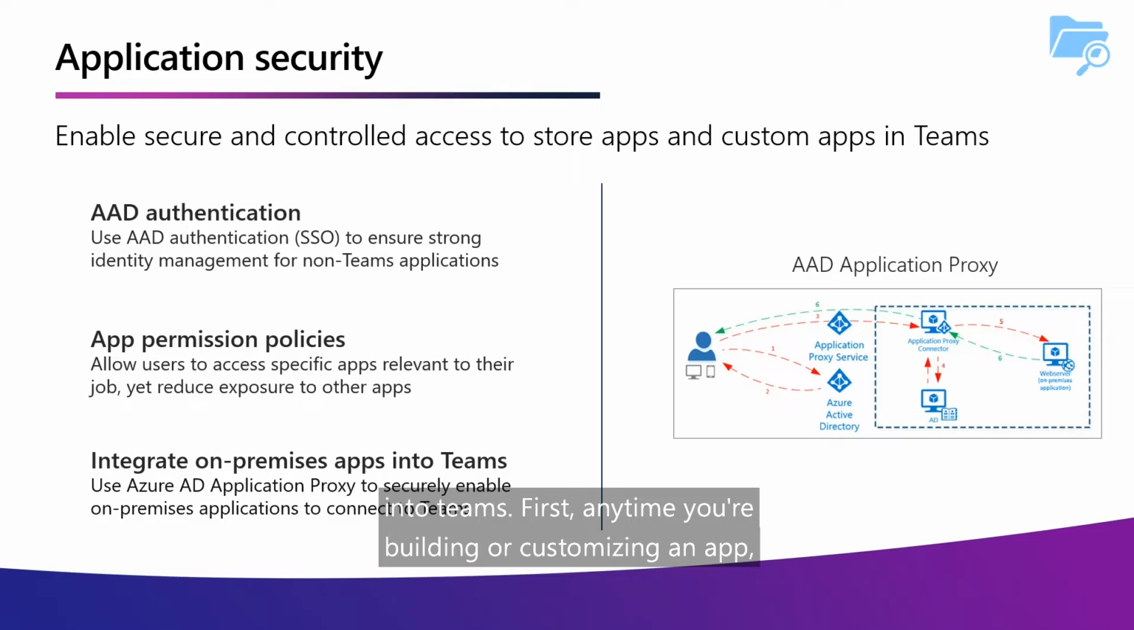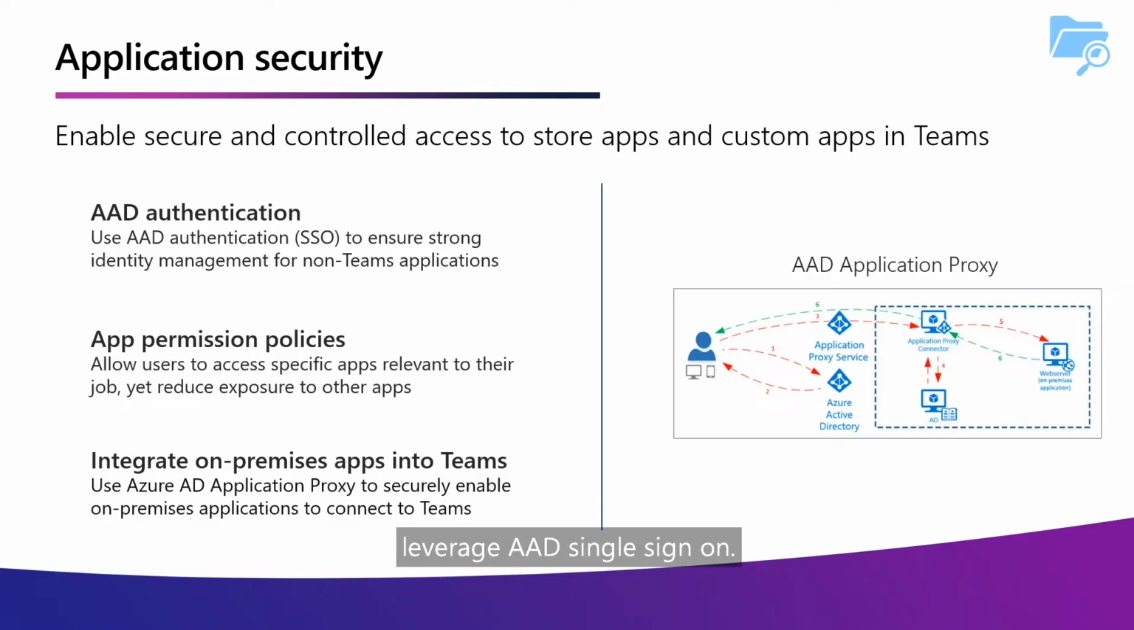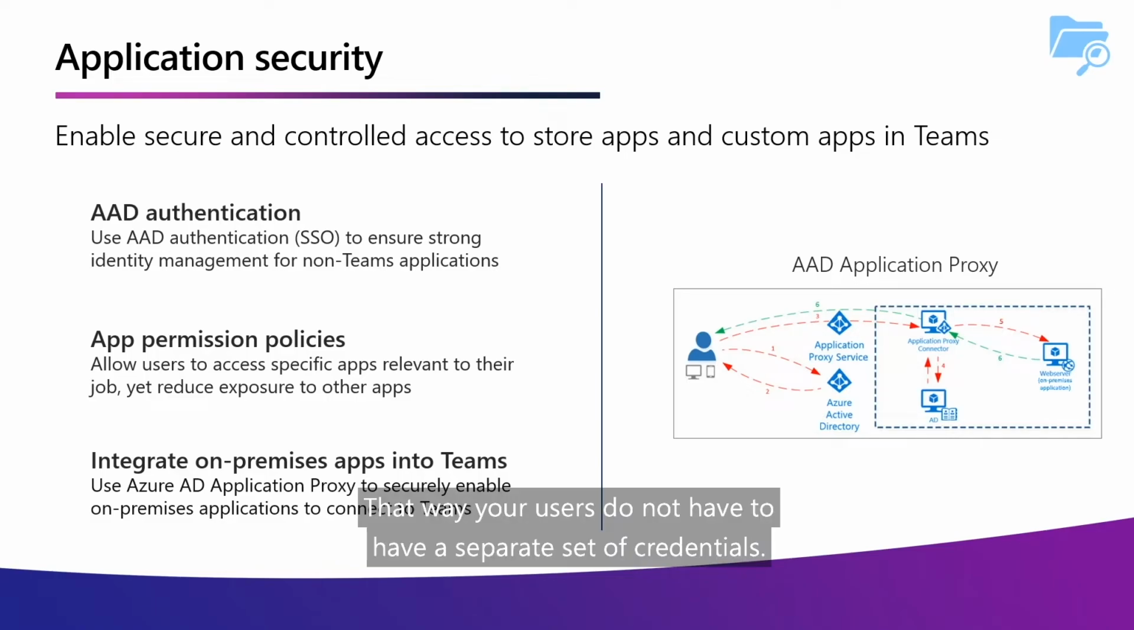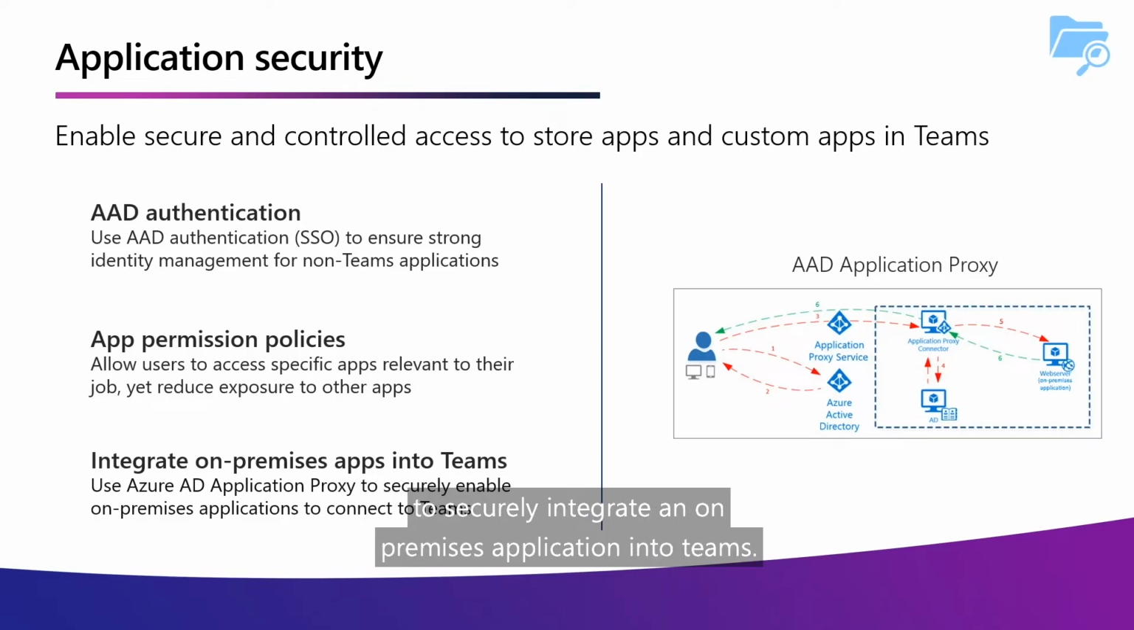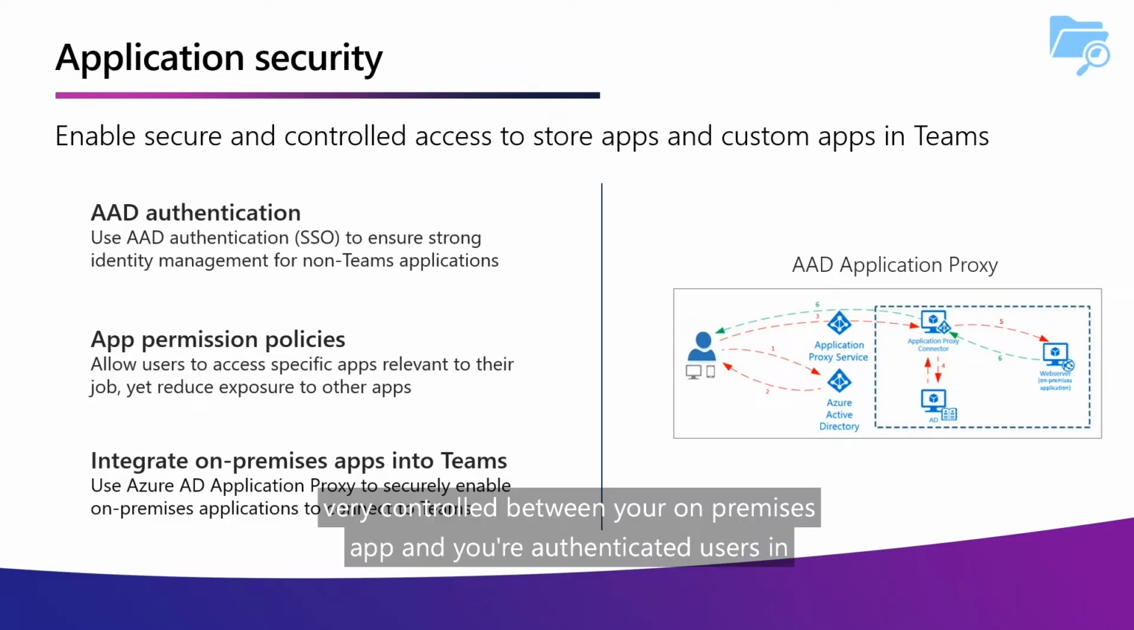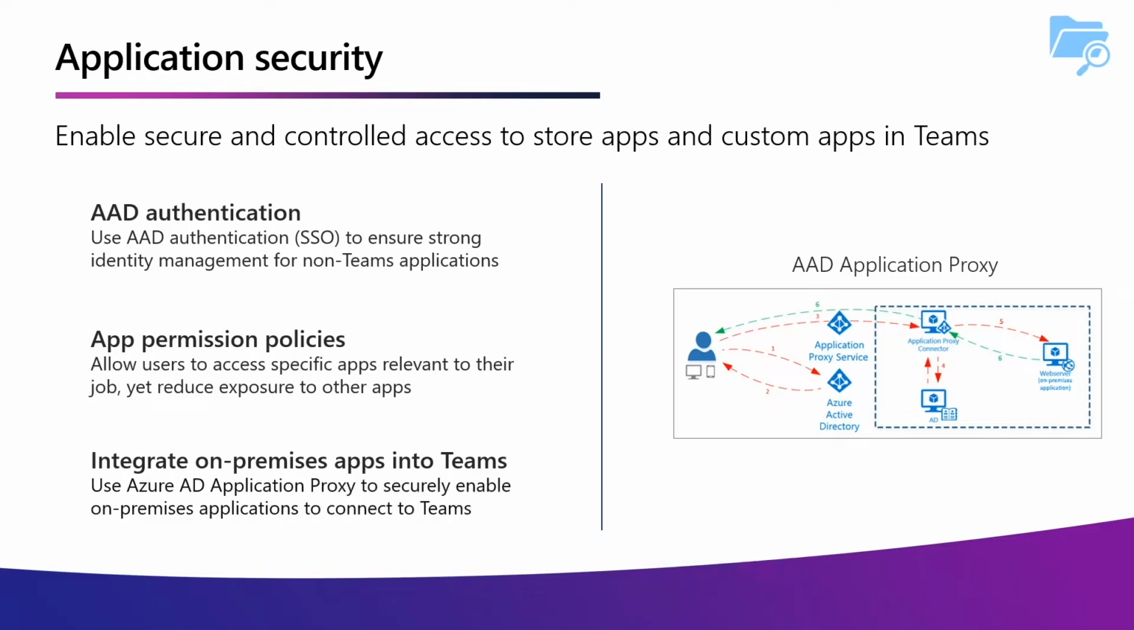First, anytime you're building or customizing an app, leverage AAD single sign-on. That way your users do not have to have a separate set of credentials. Second, I mentioned earlier the app permission policies. You can use that to make sure that whatever app it is only available to the users who need to have it. And then third, there's this really cool thing called Azure AD Application Proxy that allows you to securely integrate an on-premises application into Teams. This allows you to create a very narrow pipe, very controlled, between your on-premises app and your authenticated users in Teams.